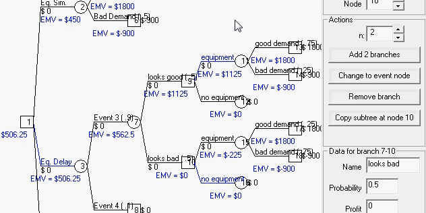So notice here we've got our blue path. So the do everything immediately node is worth 450, do nothing is 0, and then the delay node is worth 506. So it looks like the best decision is to build the building but to delay the purchase of the project-specific equipment. So we delay the building, give up about $60 million worth of value for the opportunity to gather this extra information.